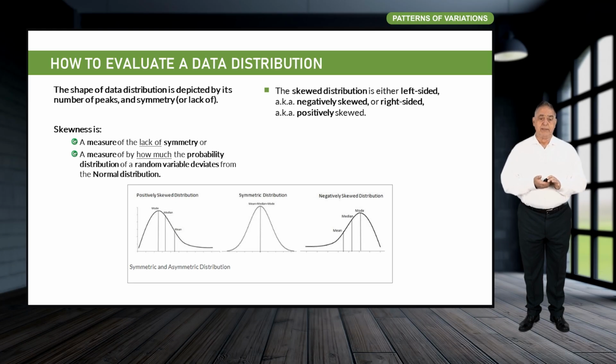Regarding how to evaluate a data distribution, the shape of the distribution is depicted by the number of peaks and the symmetry or lack of symmetry. So skewness is a measure of the lack of symmetry, or a measure of by how much the probability distribution of a random variable deviates from the normal distribution. The skewed distribution is typically either left-sided, also known as negatively skewed, or right-sided, also known as positively skewed.